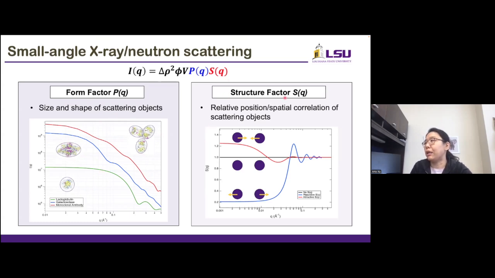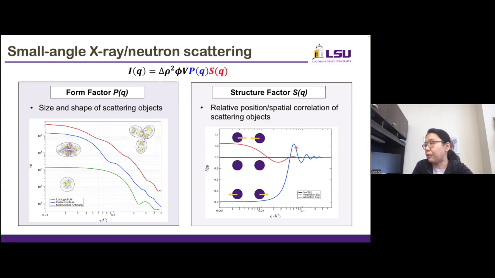Structure factor is known as the S of Q term, and it is related to the relative position and spatial correlation of scattering objects. So if you have a structure profile looking something like this, where towards the low Q the S of 0 value goes beyond 1, that means you have net attractive interactions.